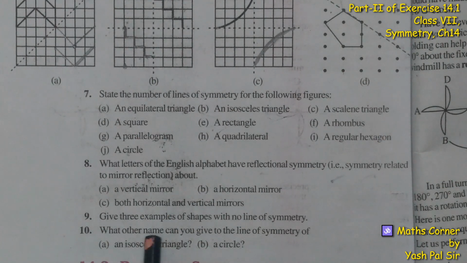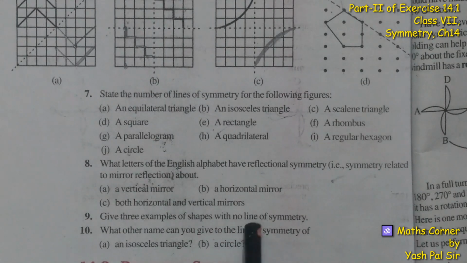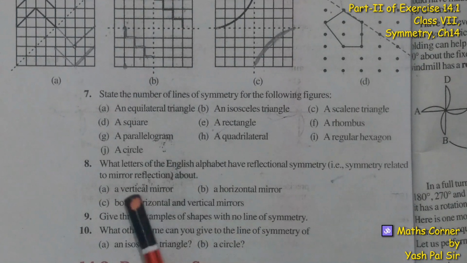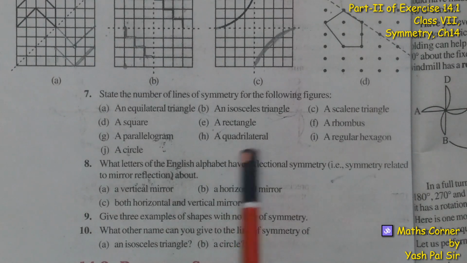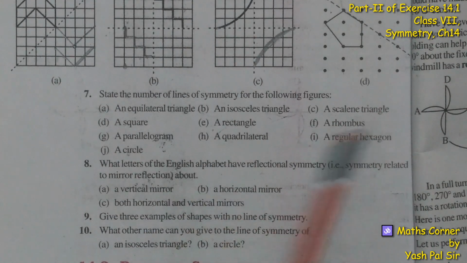Now question number 9, give 3 examples of shapes with no line of symmetry. Here we have the examples as a quadrilateral, isosceles triangles, etc. These are the examples we can say there is no line of symmetry. Question number 10, what other name can you give to the line of symmetry? For an isosceles triangle, we can say that is the median through the vertex.